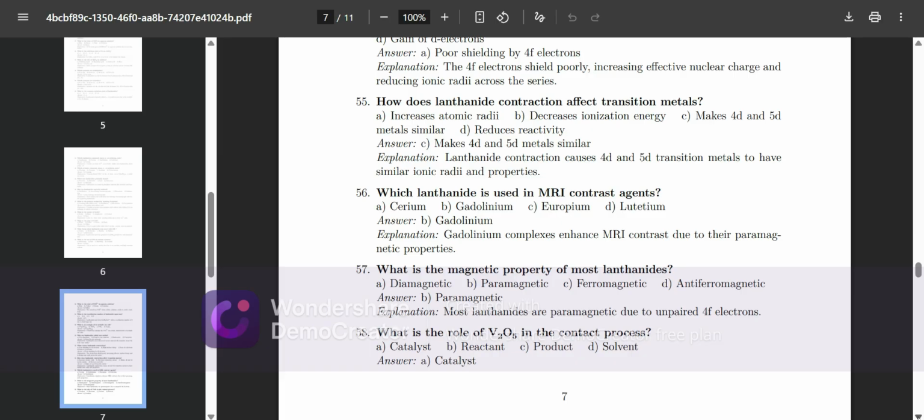How does the lanthanide contraction affect transition metals? It makes 4d and 5d metals similar. Lanthanide contraction causes 4d and 5d transition metals to have similar ionic radii and properties. Which lanthanide is used in MRI contrast agents? Gadolinium complexes enhance MRI contrast due to their paramagnetic properties. What is the magnetic property of most lanthanides? Paramagnetic. Most lanthanides are paramagnetic due to unpaired 4f electrons.